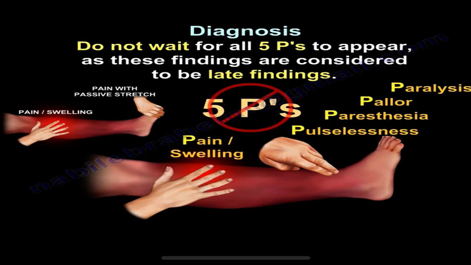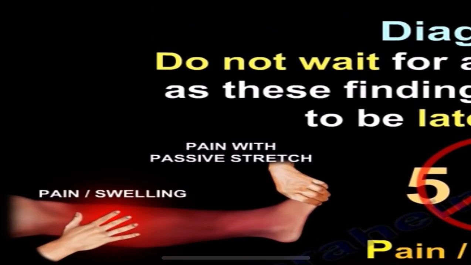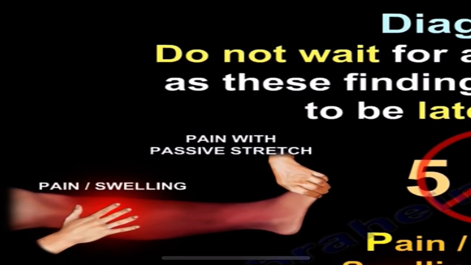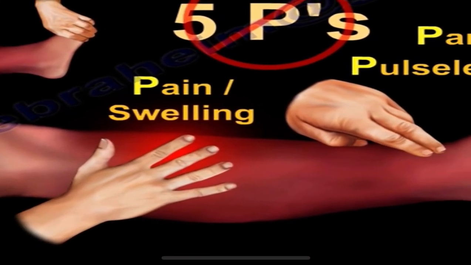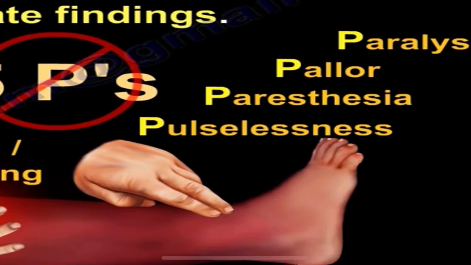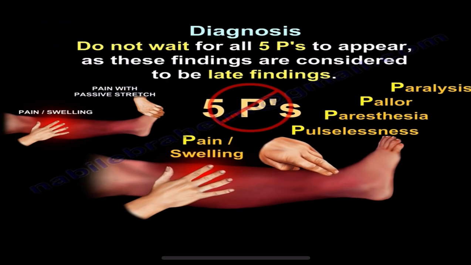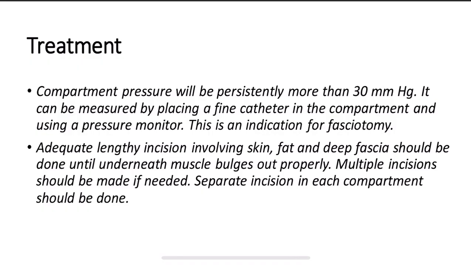For the diagnosis, we should not wait for all these 5 P's to appear because they are the late findings. But we saw that the pain with the passive stretch, the doctor or the physician or anybody stretching the muscles, it causes pain and there is swelling, the pulse is absent, and there is paresthesia, pallor, paralysis, and all these 5 P's you have to remember, and this is for the diagnosis.